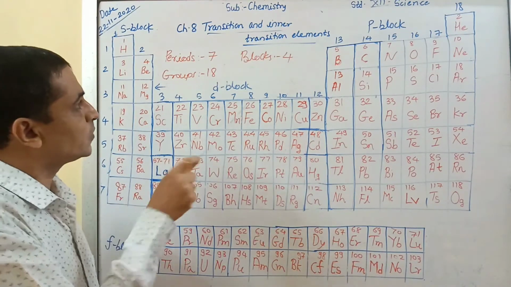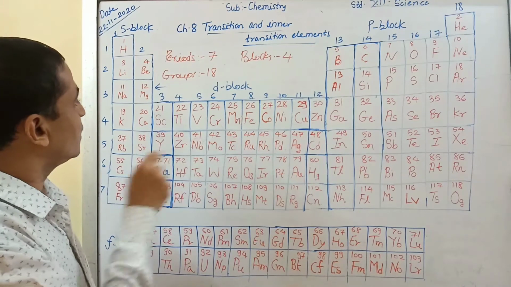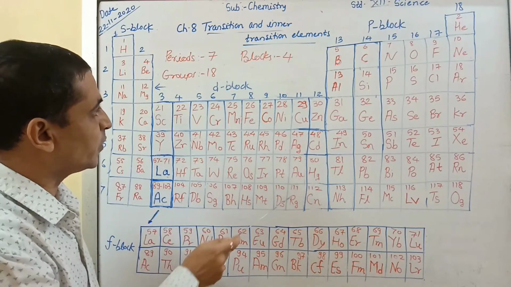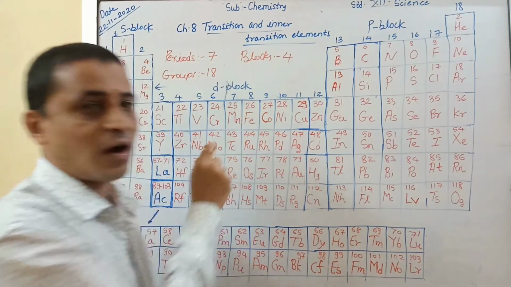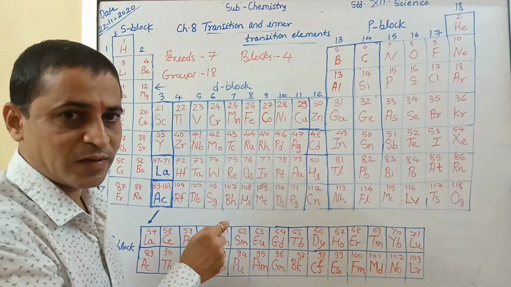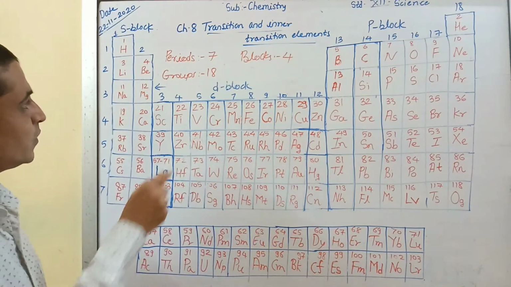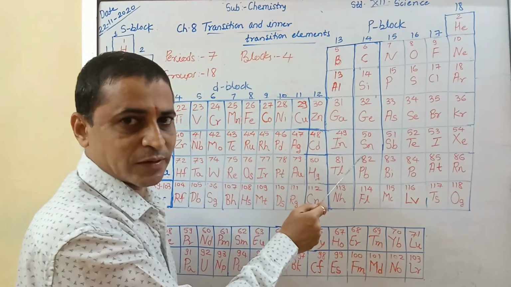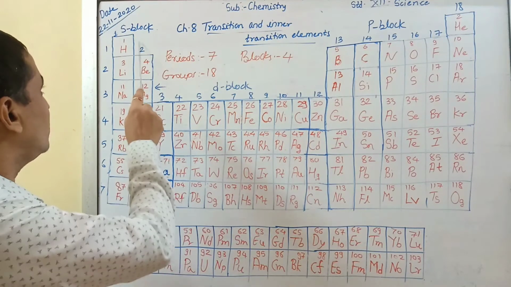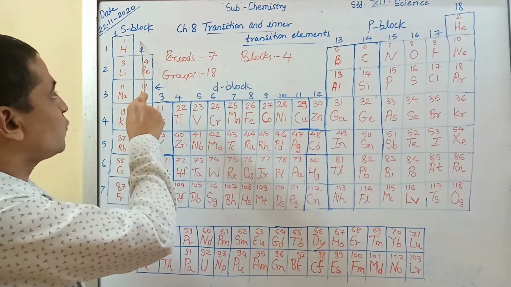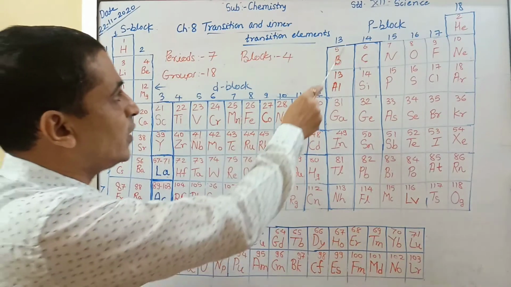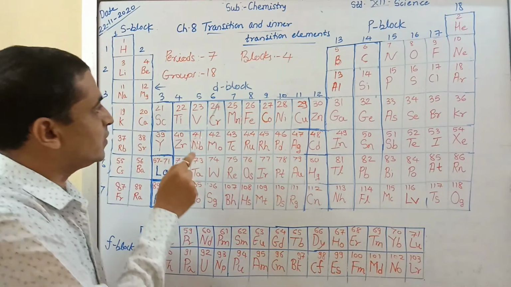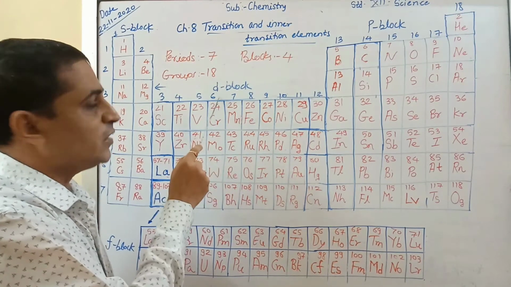Now the D block elements are placed at the center of the modern periodic table. These D block elements are also called transition elements because they show a change in properties from S block elements to P block elements. And you know that in S block elements the last electron enters the S orbital or S subshell. In P block elements the last electron enters the P subshell, and similarly in D block elements the last electron enters the D subshell.